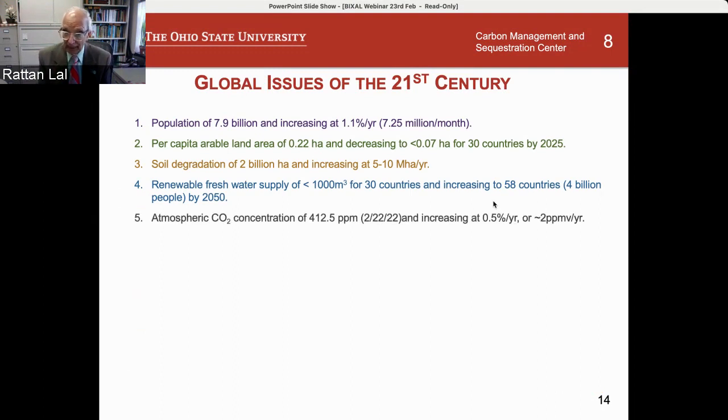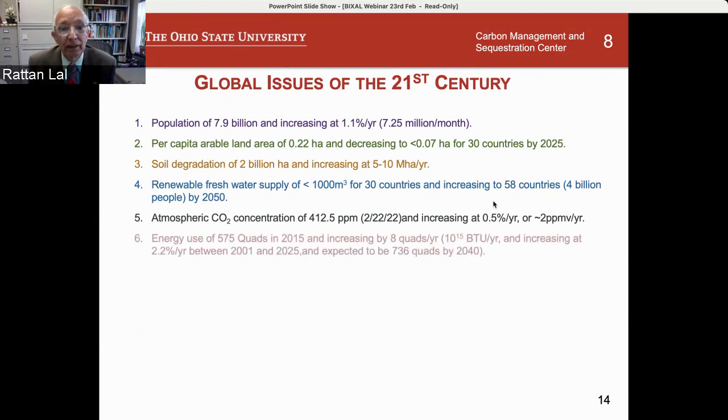Atmospheric concentration of carbon dioxide, as of yesterday, 2022, was 412.5 parts per million and increasing at the rate of more than 2 parts per million per year. Energy use is currently 575 quads. That is 10 to the 15 BTU, and increasing 2.2% per year. The number will be 736 quads by 2040.